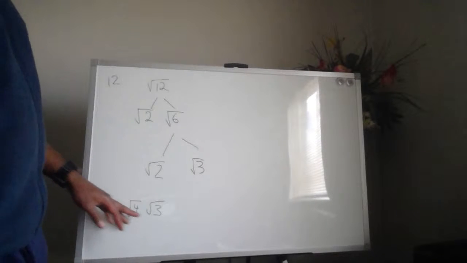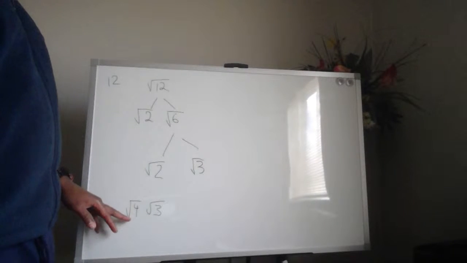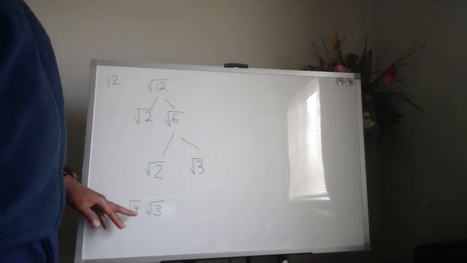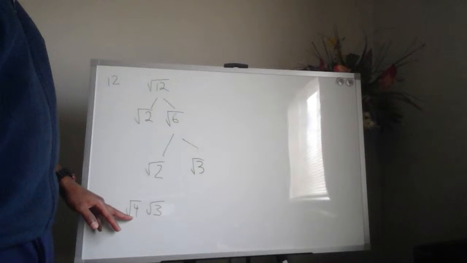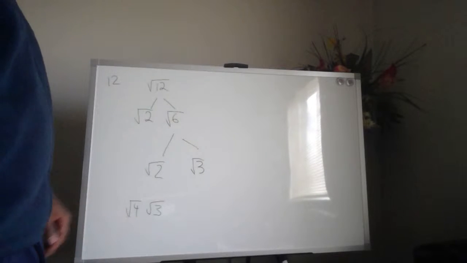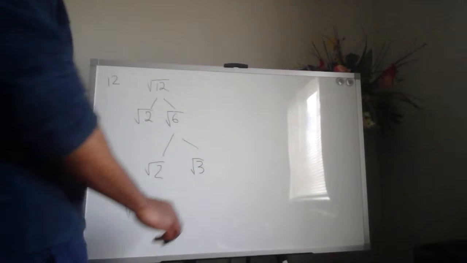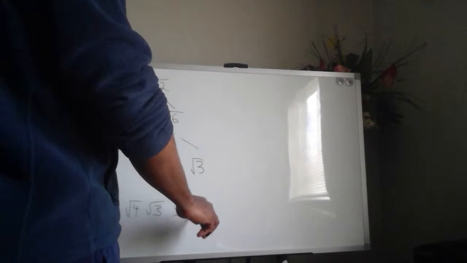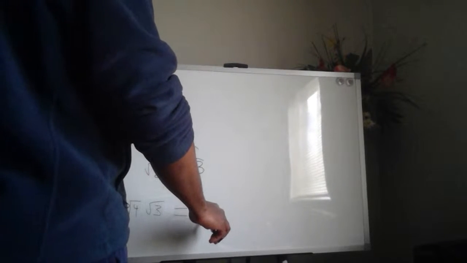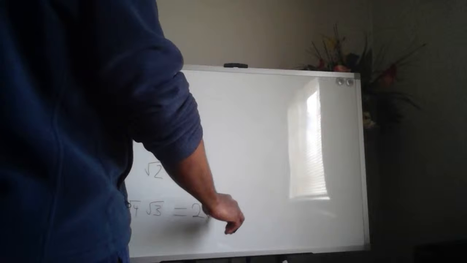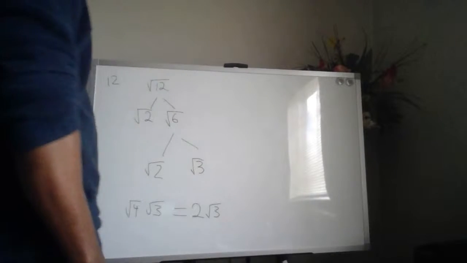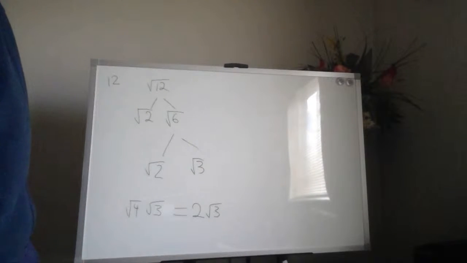And if you look at this carefully, you will see that you can find the square root of 4. The square root of 4 is actually 2. So this is equal to 2 square root 3. All right, 2 square root 3.